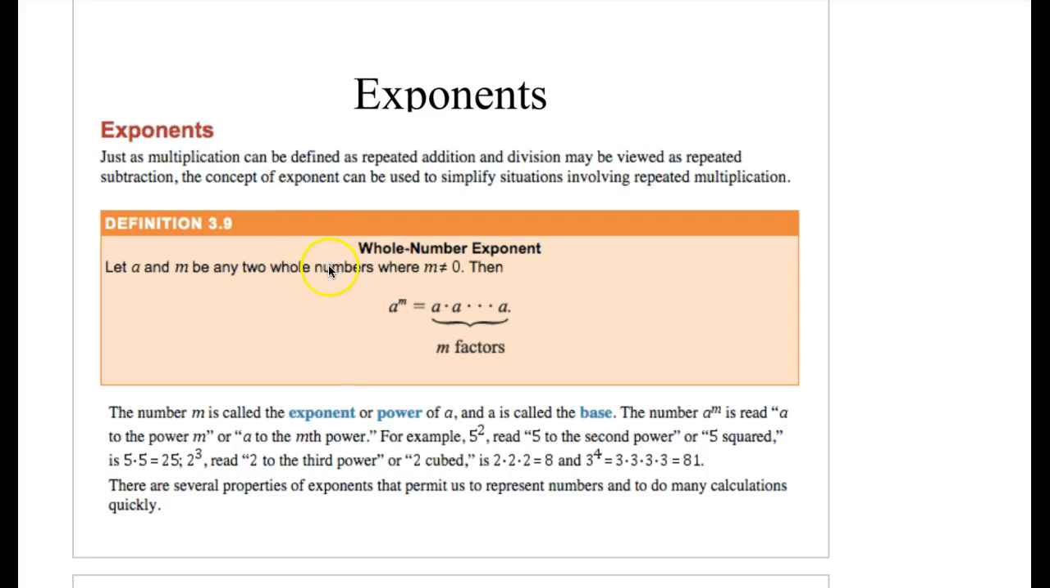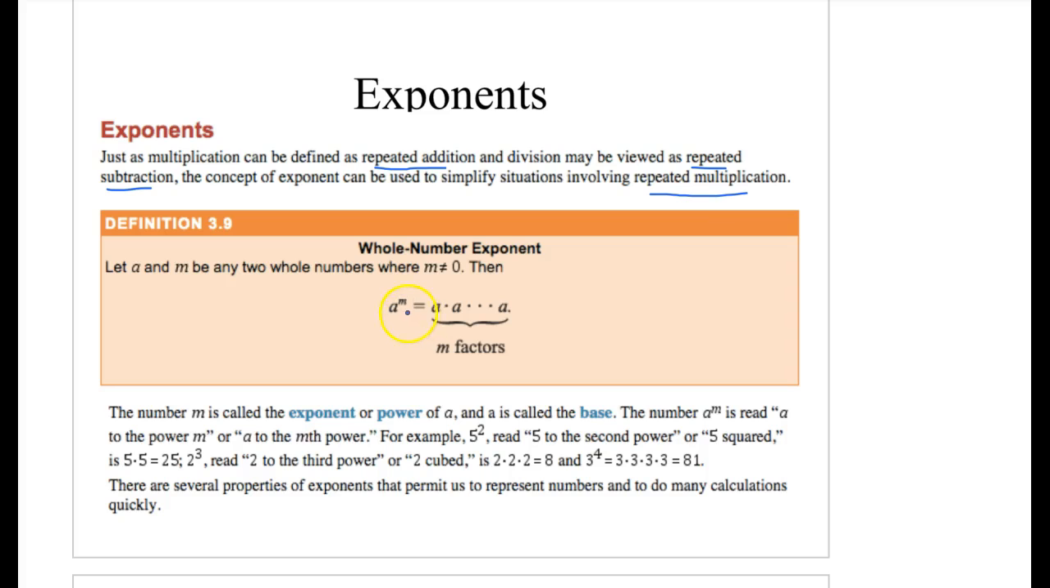And so we have this idea, just as multiplication can be defined as repeated addition, division is repeated subtraction, right? So we had these concepts of repeated addition and repeated subtraction. The concept of an exponent is used to solve situations that involve repeated multiplication.